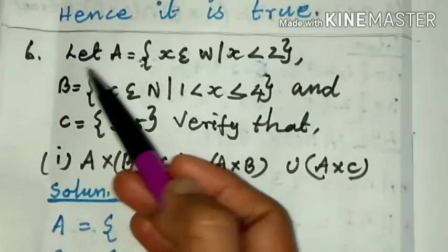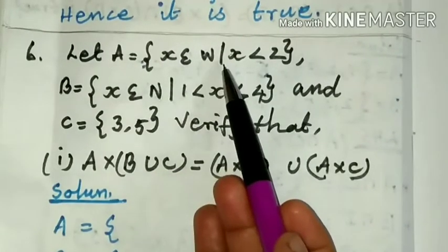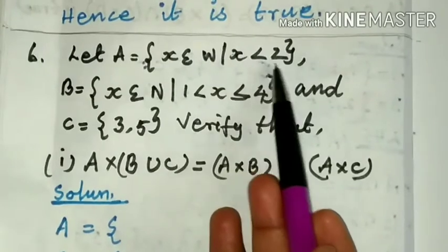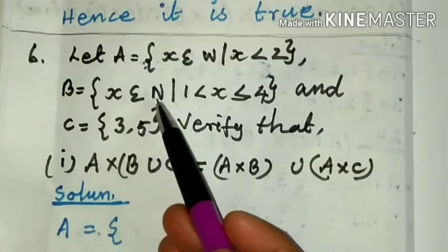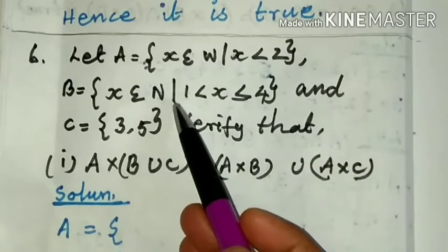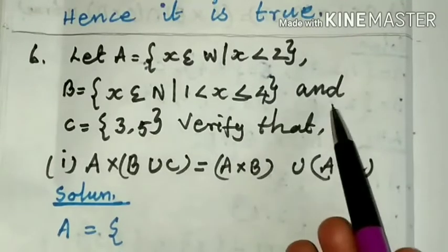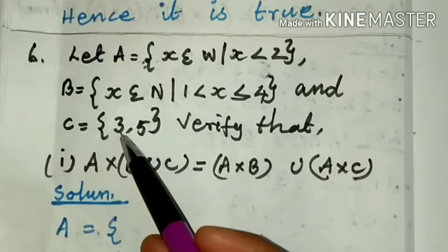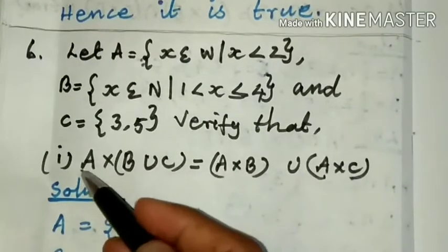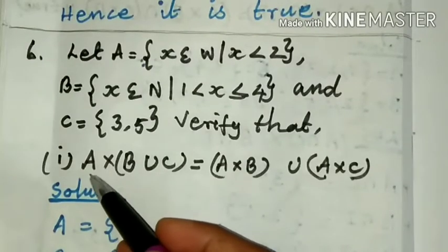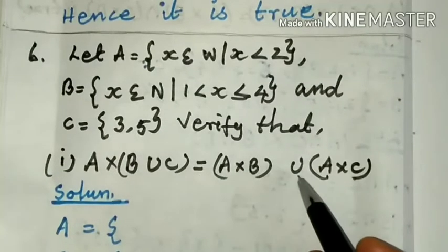See the question. Let A equal to x belongs to whole number such that x less than 2, and set B equal to x belongs to natural number such that 1 less than x less than or equal to 4, and set C equal to {3, 5}. Verify the given property. First property: A cross (B union C) equals (A cross B) union (A cross C).